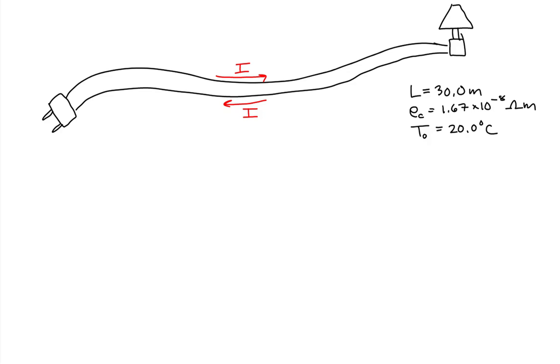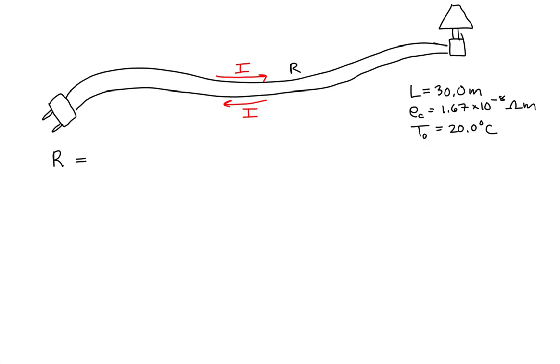We need to find the resistance in each of these wires. Well, first off, each wire is made out of copper, and each wire is of the same length. So if we find the resistance for one wire, then we found the resistance for both wires. Now let's use the relationship that we found for the resistance of a conductor.